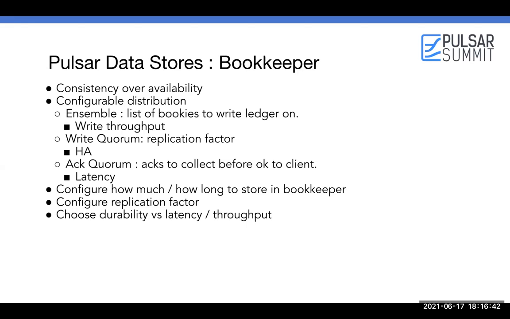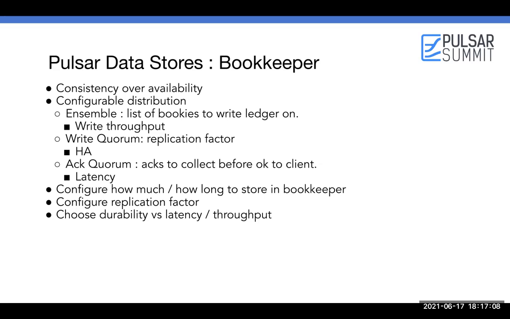Bookkeeper is a system that, in the event of a network partition, chooses consistency. So it's a CP system going by the conventional CAP definition. Your distribution is something that you can configure. And for that, you have 3 hooks, which are ensemble, write quorum, and ACK quorum.